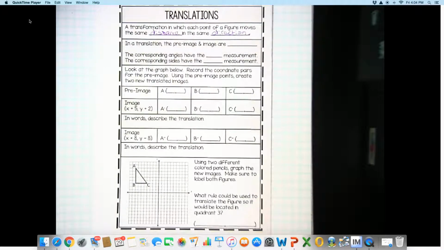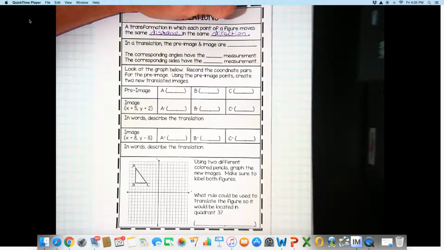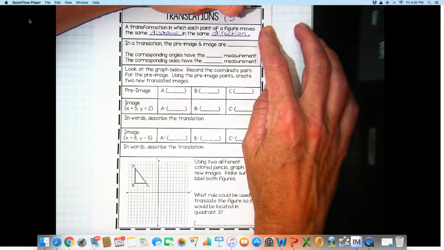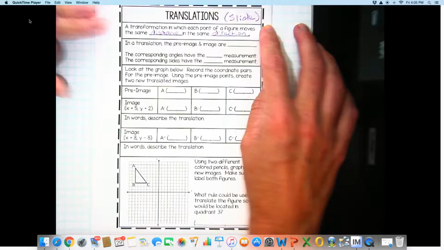So another way to think about translations is it's a slide. You're just taking a shape on a coordinate plane and you're sliding it either left, right, up, down, or a combination of those. You could go left and down, or right and up, or right and down, or so forth. So think of it as a slide. You're just taking a shape and you're sliding it up, down, left, or right. Okay, so that's kind of another word for it.